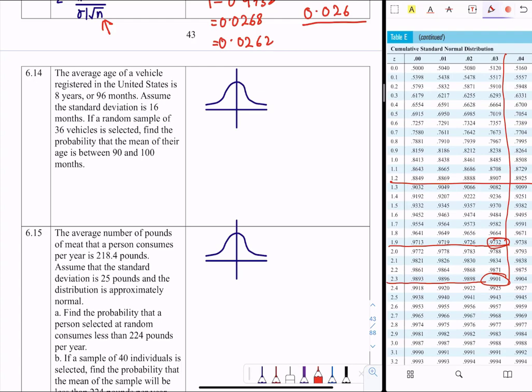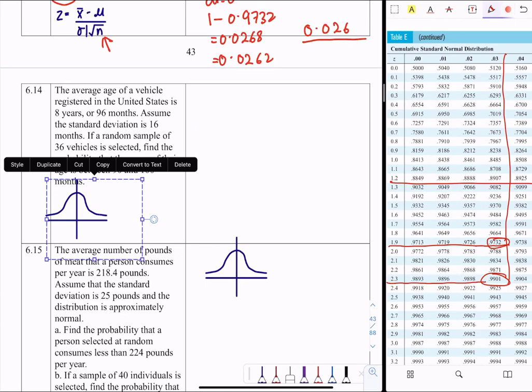The average age of a vehicle registered in the United States is 8 years, or 96 months. Assume the standard deviation is 16 months. A random sample of 36 vehicles is selected. Find the probability that the mean of their age is between 90 and 100 months.